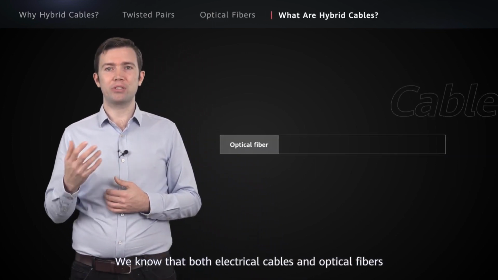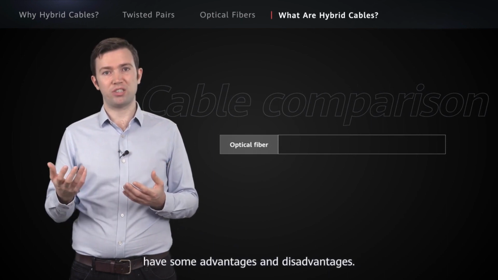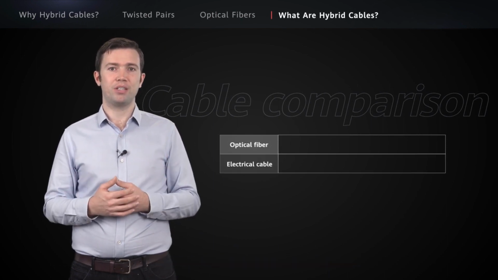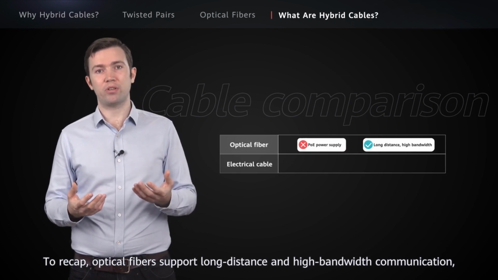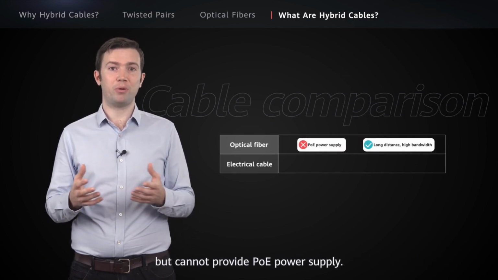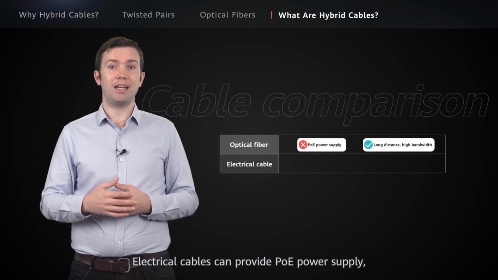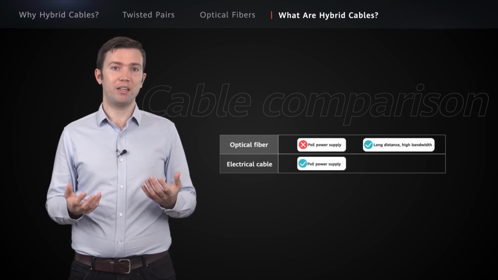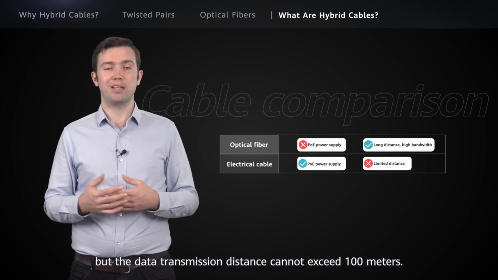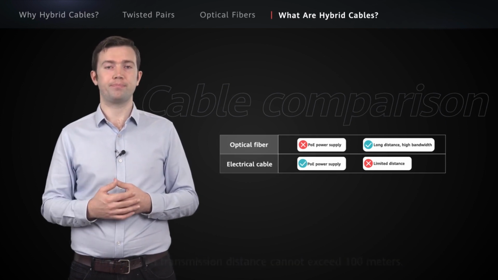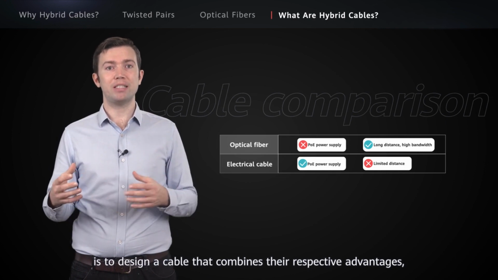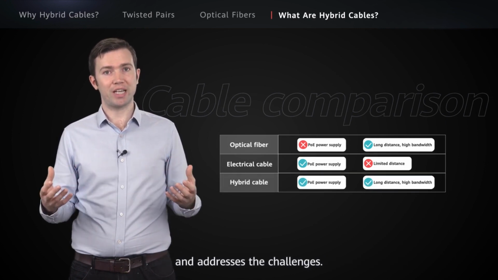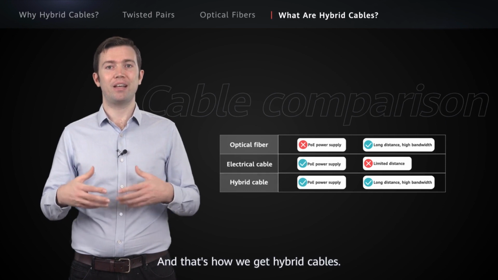We know that both electrical cables and optical cables have some advantages and disadvantages. To recap, optical fibres support long distance and high bandwidth communication, but cannot provide PoE power supply. Electrical cables can provide PoE power supply, but the data transmission distance cannot exceed 100 meters. The obvious answer then is to design a cable that combines their respective advantages and addresses the challenges. And that's how we get hybrid cables.